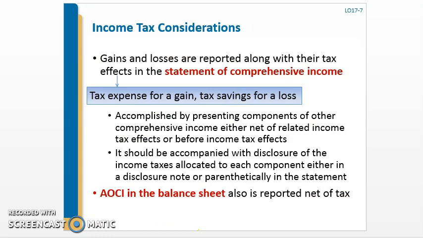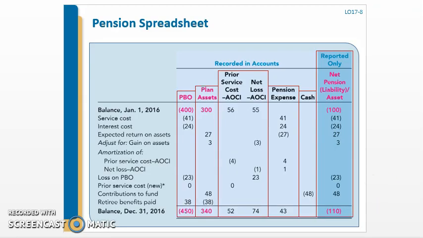Okay. Income tax considerations. We haven't talked about the tax effect on these things, though the last chapter was about taxes. Gains and losses are reported along with their tax effects in the statement of comprehensive income, right? So you would report them in line with each other because they're reported as a net item. And AOCI, the accumulated other comprehensive income, is reported net of tax as well.